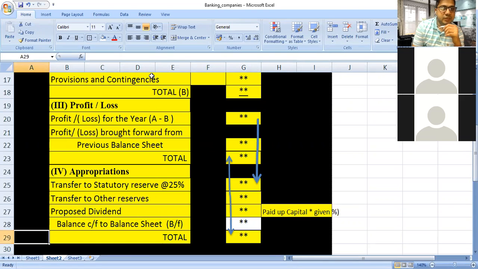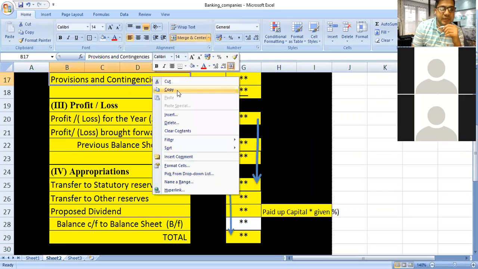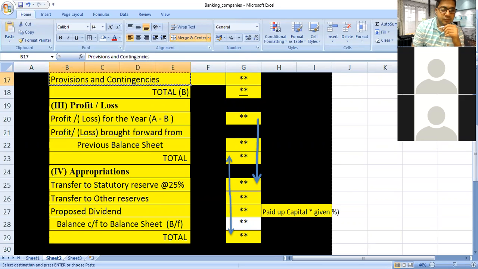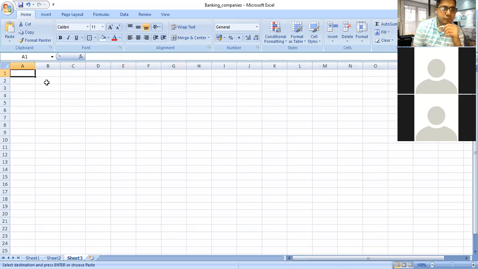Now we will study here provisions and contingency. It is very important. First of all, we should know about the provisions and contingency. Now what kinds of provisions and what kinds of contingencies are there, that we are going to learn.